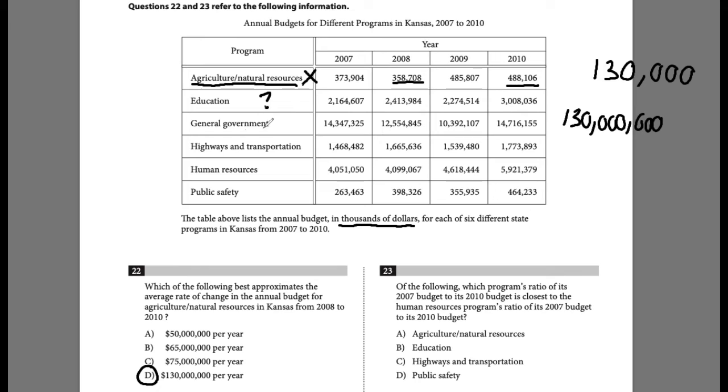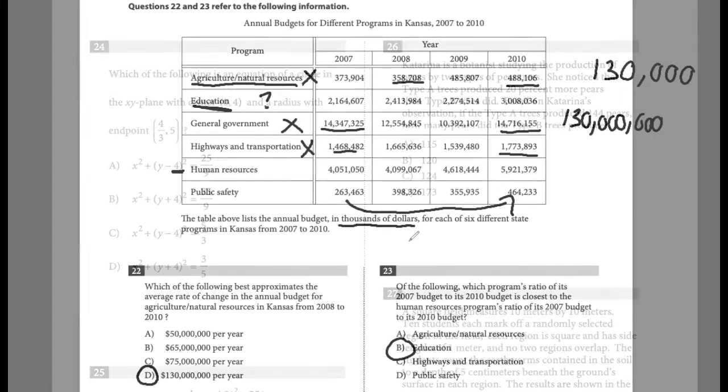It's not human resources. The government from 2007 to 2010 stays the same, so it's not the government, or approximately the same. Highway and transportation, it's a minor increase to around 300,000 from around 150,000. That's around 20%, not 50%. So that's not it. Human resources is the one that we're measuring against. And then public safety almost doubles. So it has to be education. Answer choice B.